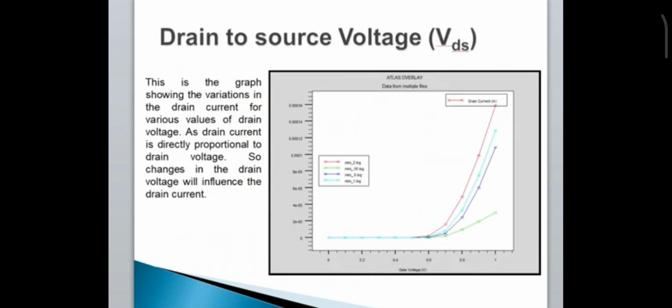Next one is the graph showing the variation in drain current for various values of drain voltage. The drain current is directly proportional to the drain voltage. So a change in drain voltage directly influences the drain current. On current will increase if we are increasing the drain voltage. So this is all for today.